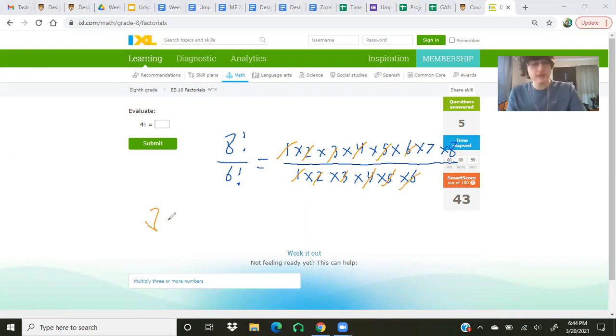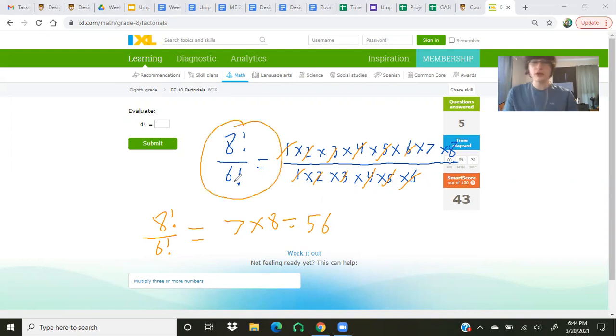So 8 factorial over 6 factorial reduces down to 7 times 8. So you either put that in your calculator or you know it straight off from your multiplication tables, and you would know that this is equal to 56. So this really complicated looking fraction is really just 7 times 8. Is that not incredibly cool that factorials work this way?